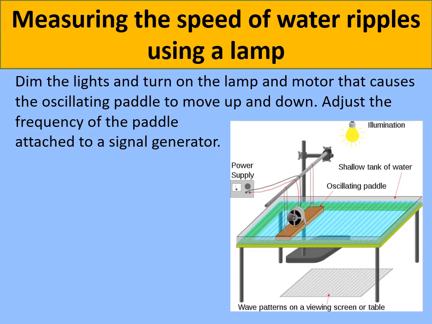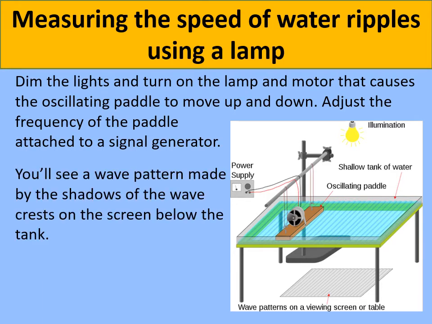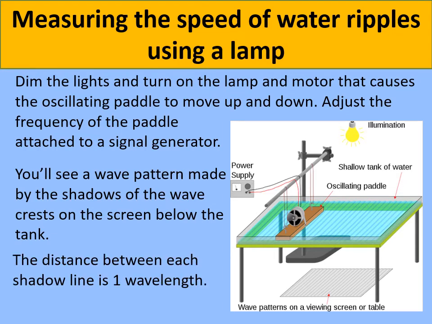Sometimes this oscillating paddle is called a dipper, and it basically dips in and out of the shallow tank of water, which produces ripples. You can adjust the frequency of the paddle, which is attached to a signal generator. You'll see a wave pattern made by the shadows of the waves. These shadows are the wave crests, and they appear on the screen below the tank. This whole setup is called the ripple tank setup, and the distance between each shadow line is basically one wavelength.